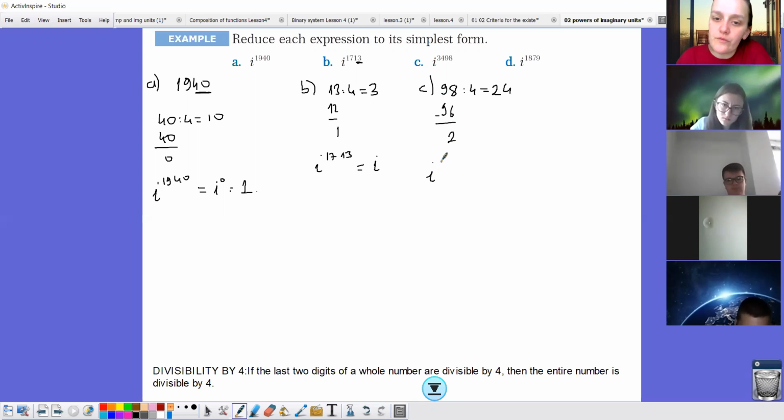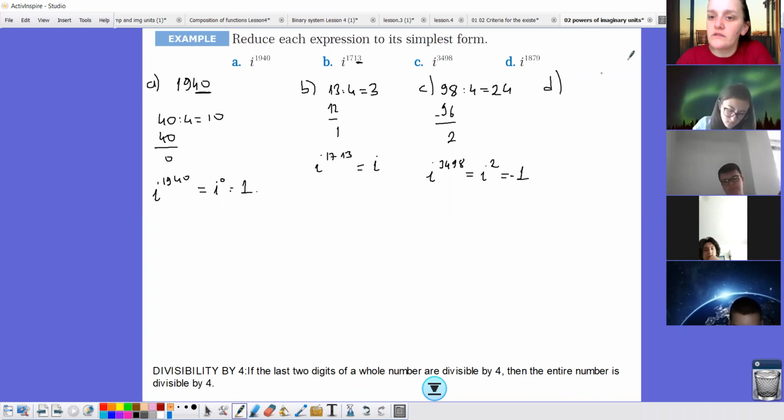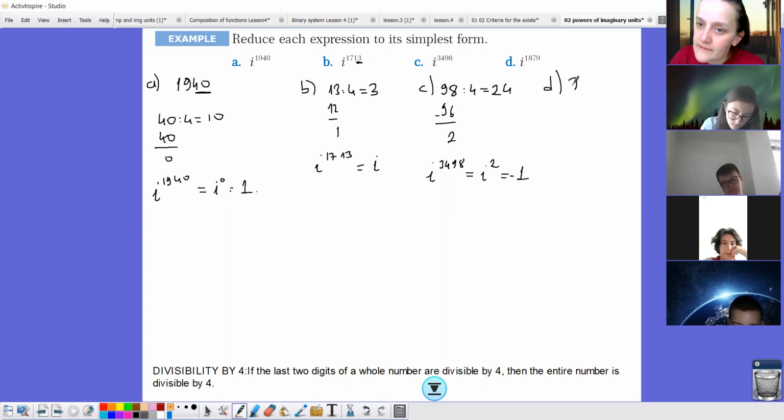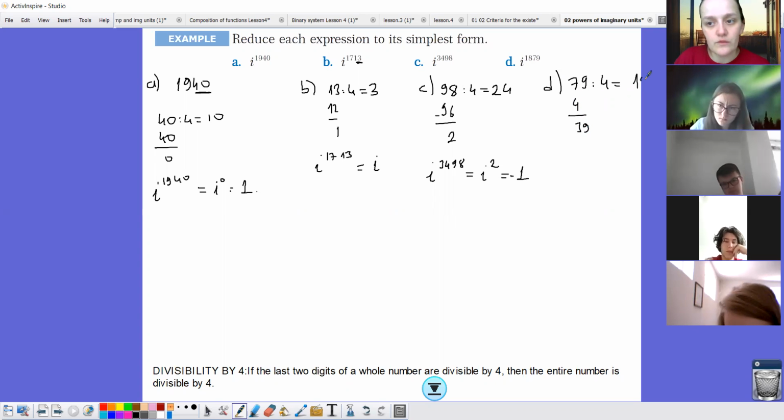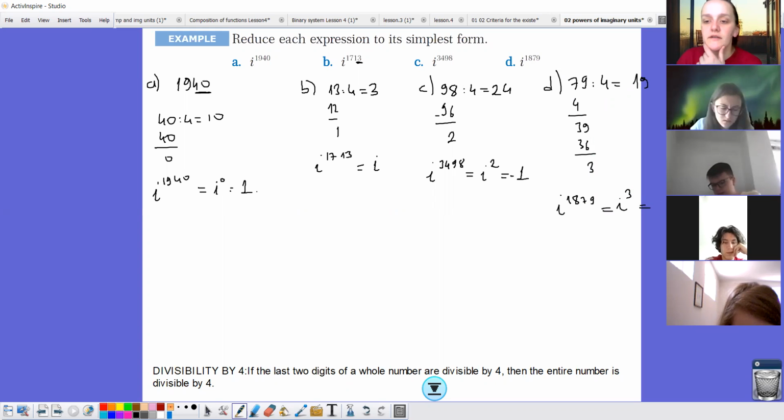So we have I to the power of 3,498, which will be I squared, which is minus 1. And in the last one, 79, we are taking the last digits, then it will be 4 times 19, 76, and the remainder will be 3. So I to the power of 1,879 is equal to I cubed, which is minus I.